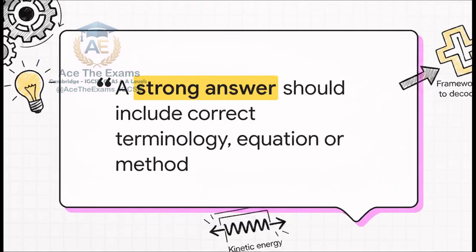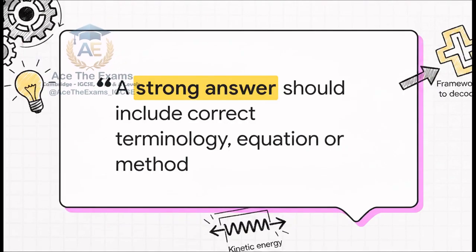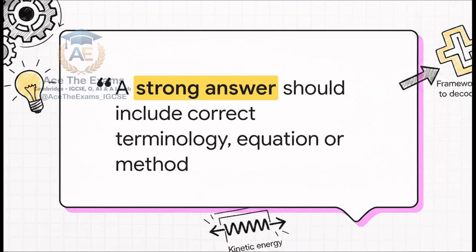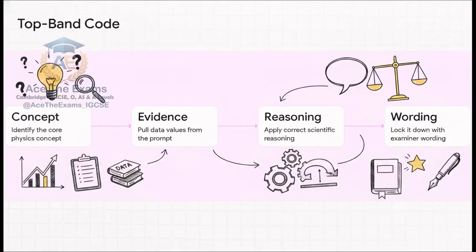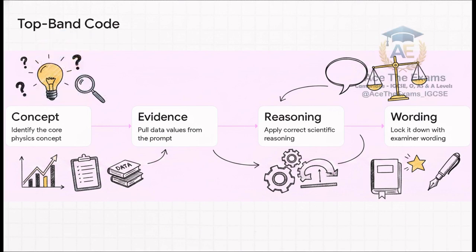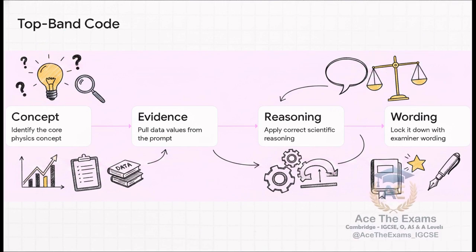In a moment, I'll show you the hidden examiner clue that completely flips how you calculate kinetic energy efficiency. But first, you need the framework to decode it. So, the absolutely crucial point is this 4-step sequence. This right here is the top band answer code. Elite students don't just guess their way through exams. They mechanically construct perfect answers using this exact framework.